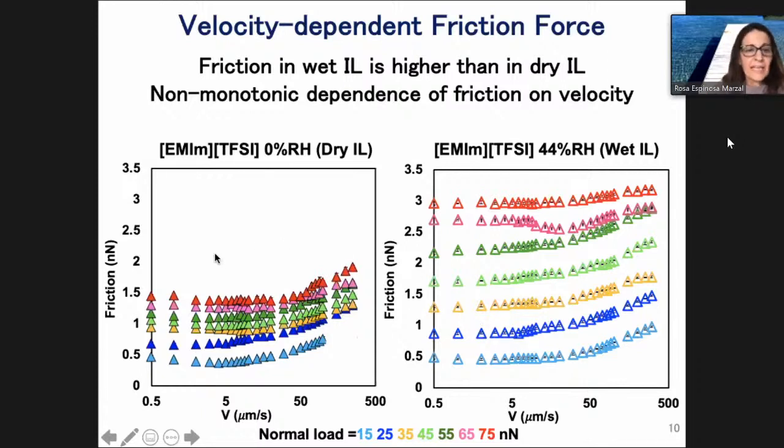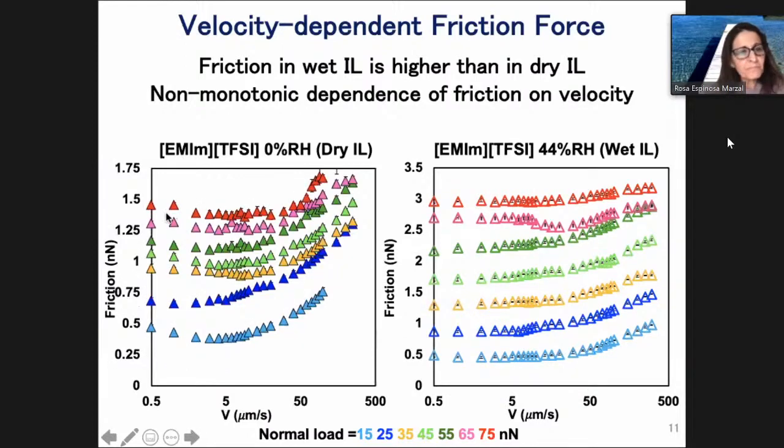Now, let me zoom in to see how the friction force changes with the sliding velocity. You see here a small decrease of the friction force with an increase of velocity, very subtle, and then a prominent increase of the friction force with velocity. At 44% relative humidity, the friction force remains quasi-independent of velocity at the slow velocities that we measure, and it increases again almost logarithmically with the sliding velocity.